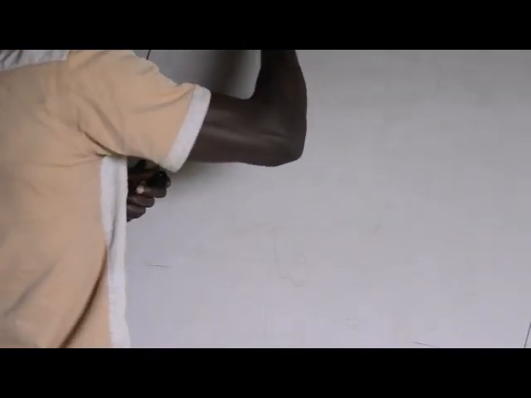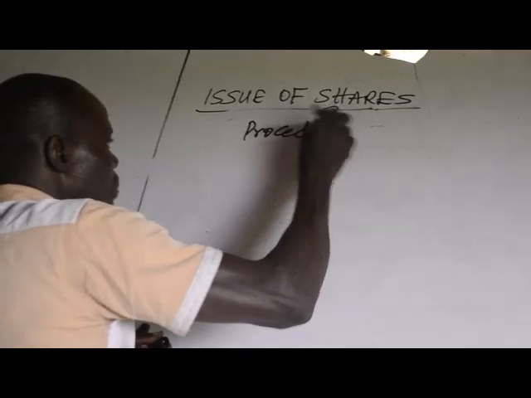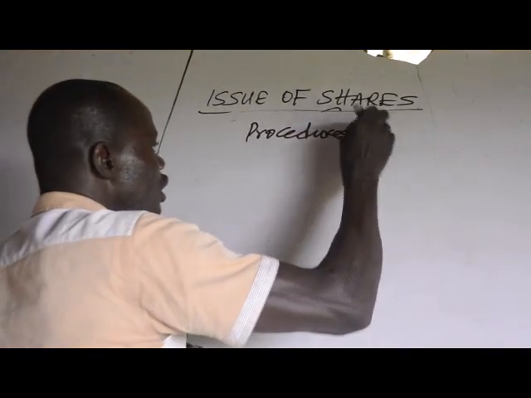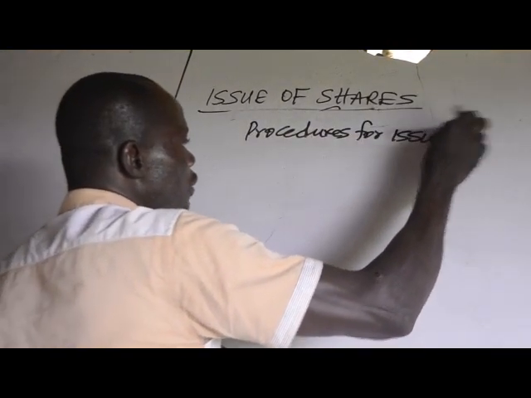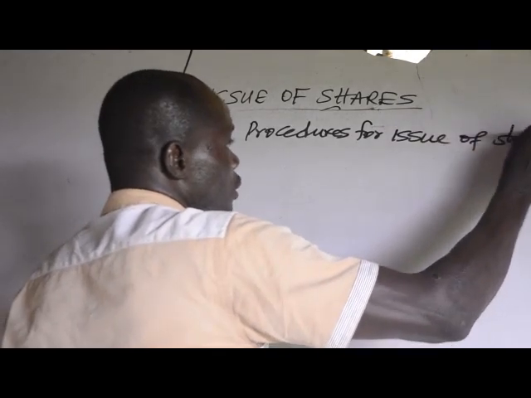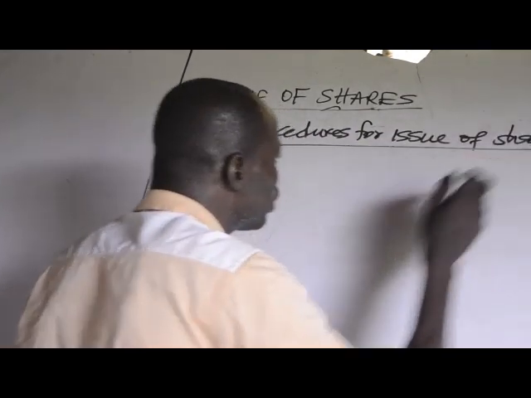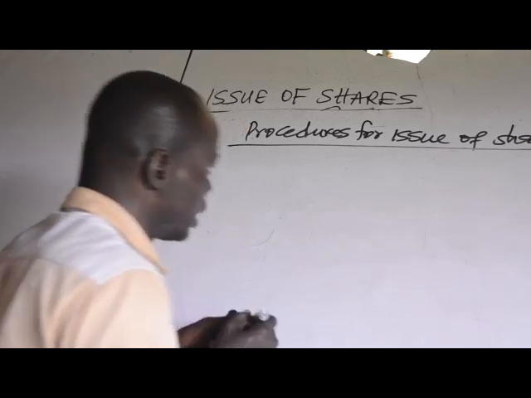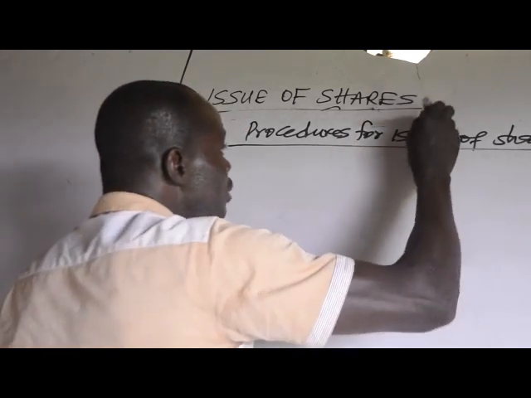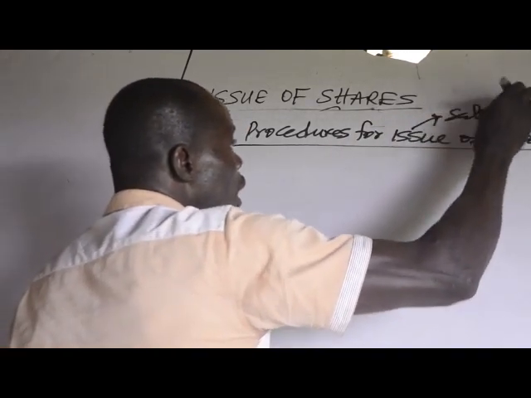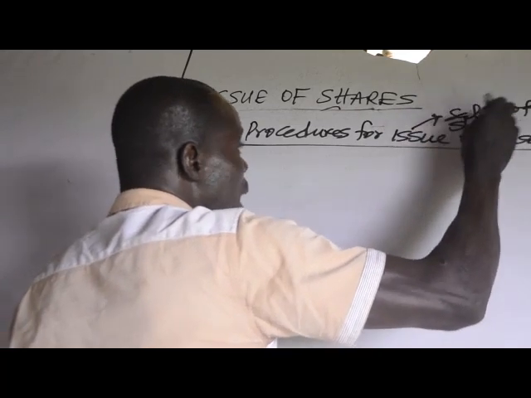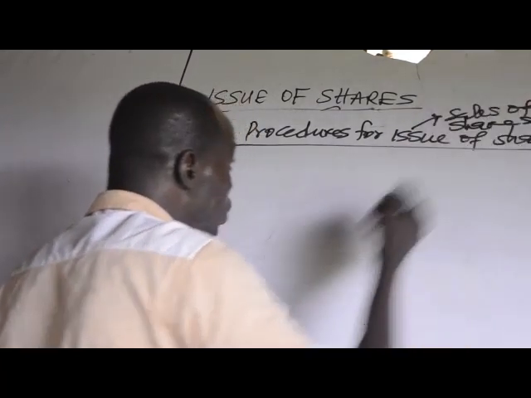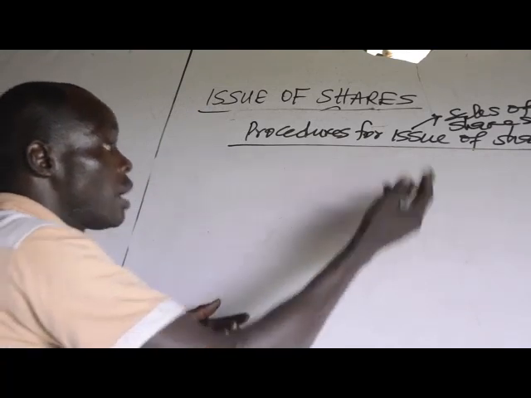We want to look at the procedures for issue of shares. When a company wants to issue their shares, remember I told you that the word issue of shares means sales of shares. That is when a company wants to sell shares to the public in order to raise money.